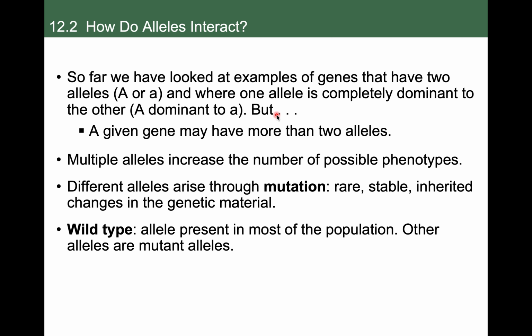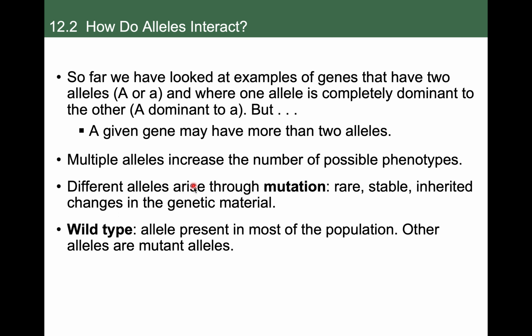But, this is the big but, there are lots of examples out there in biology where a gene may have more than two alleles. And so in that case, how does that work? What does that look like? If we think of this just in terms of, how do we even get alleles? Where do these things come from? They basically come through this process of mutation, which is changes to the DNA, right?